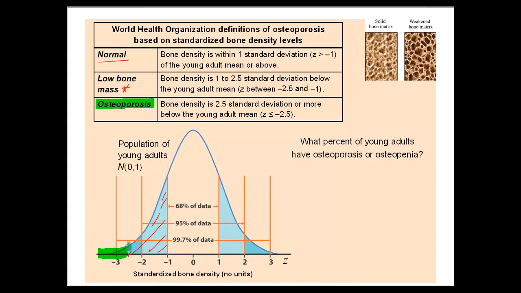If your bone density is 2.5 standard deviations or more below the young adult mean, then you are diagnosed with osteoporosis. So what we would want to do is look at this and try and figure out, okay, what percent of young adults have osteoporosis? Well, in order to do that, we'd have to have some data to work with. So that's the next thing we'll look at, a particular data set.